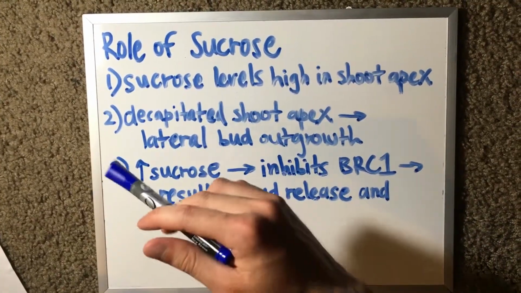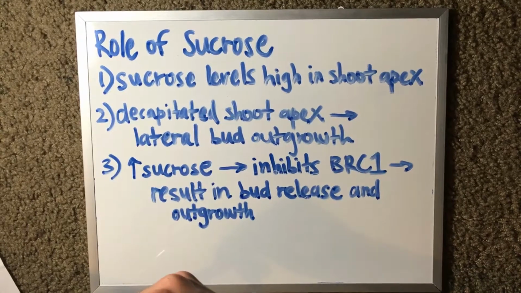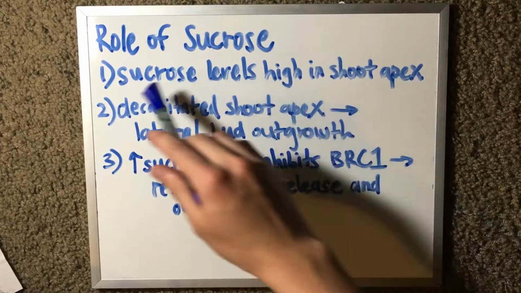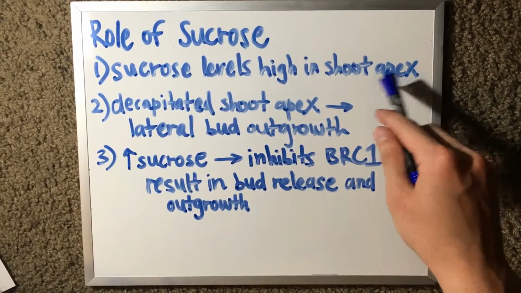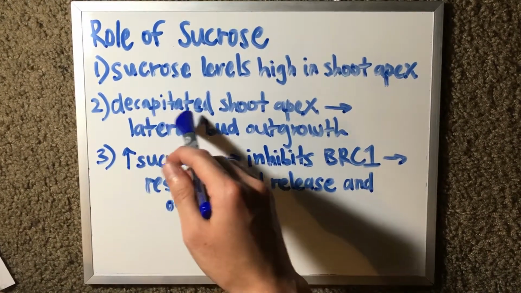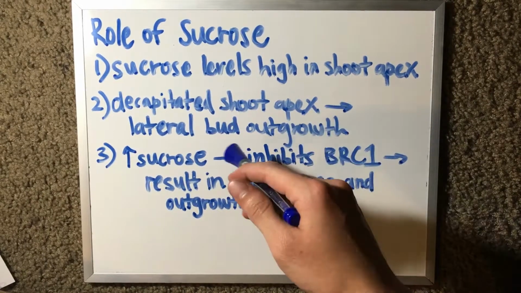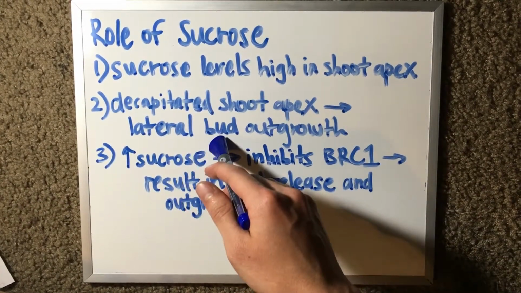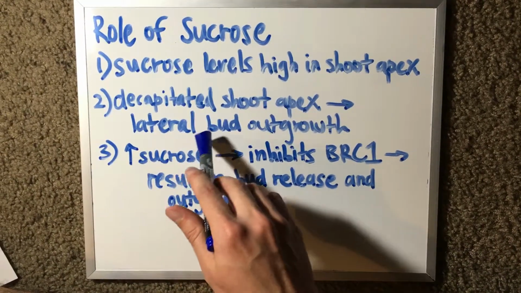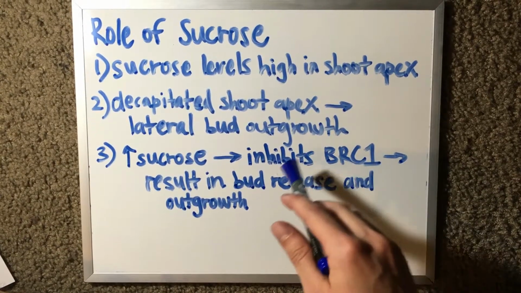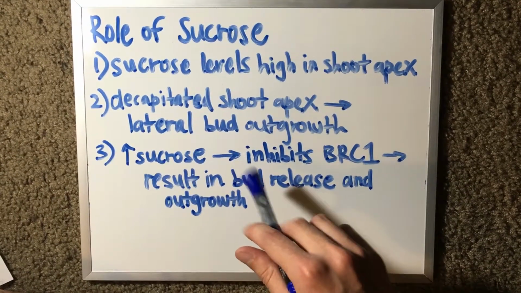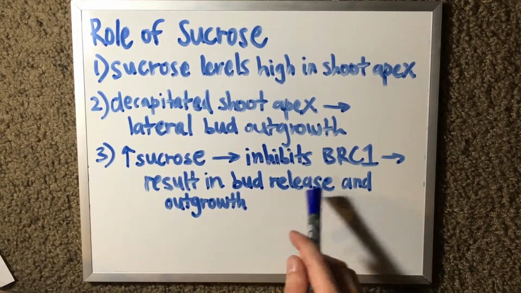Alright, we're going to introduce another key player in apical dominance, which is sucrose. So the role of sucrose in apical dominance is that when we have the shoot apex, there'll be a high level of sucrose because the shoot apex has a high demand for sucrose. But if we decapitate the shoot apex, more of the sucrose would be devoted to the lateral bud, which would promote lateral bud outgrowth. So by increasing sucrose in the lateral buds, it would inhibit BRC1, which is the regulator responsible for maintenance of bud dormancy. So by inhibiting bud dormancy, it would result in bud release and outgrowth.